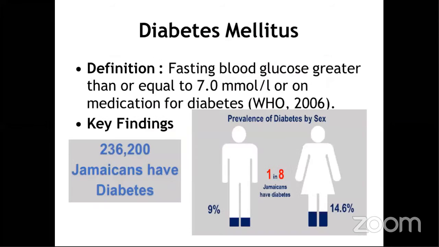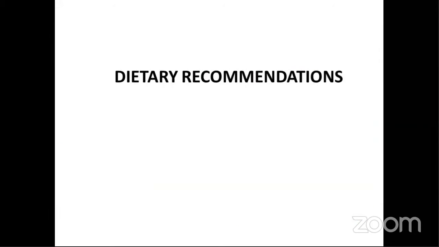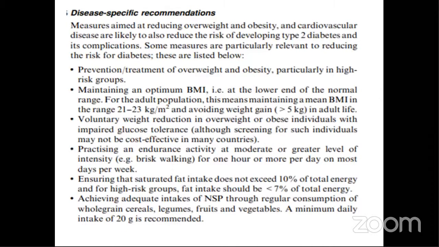Diabetes mellitus. The prevalence of diabetes mellitus in our population is at 1 in 8. So 1 in 8 Jamaicans have diabetes. That's a total of 236,000 Jamaicans who have diabetes. Now, how is it that we're going to impact diabetes, reduce the risk of having type 2 diabetes? Because we know type 1 diabetes is genetically inclined. But when you have type 2 diabetes, it's more lifestyle related.